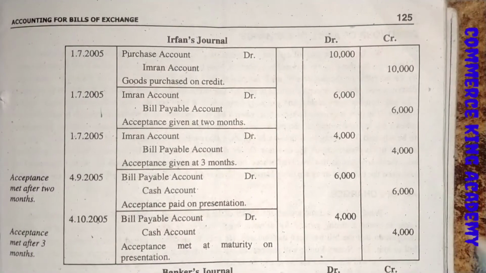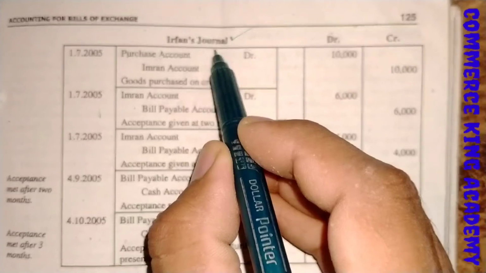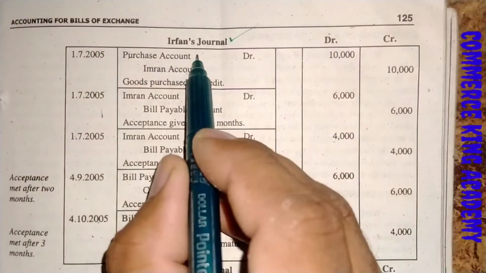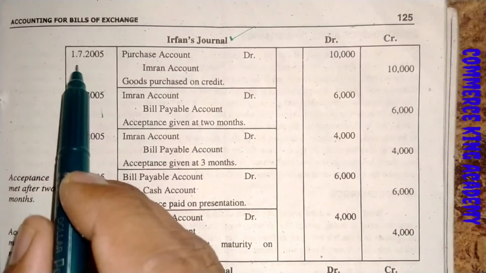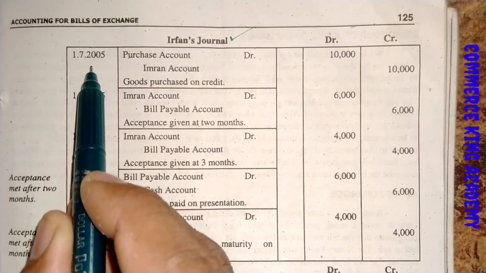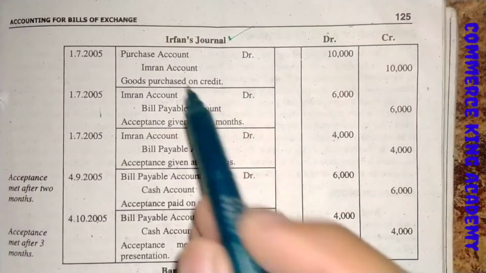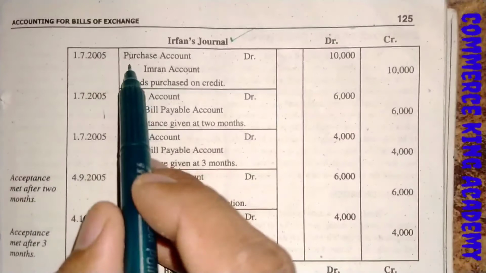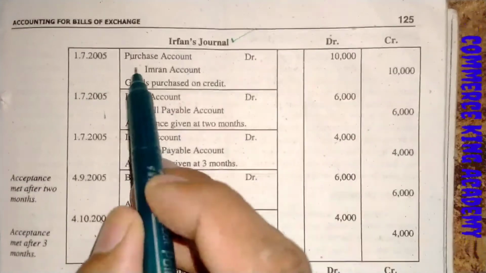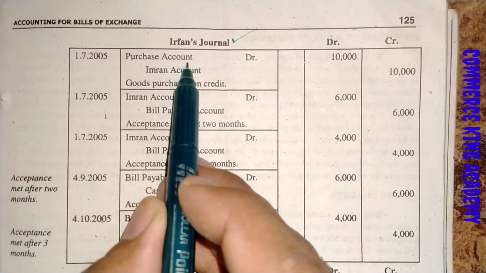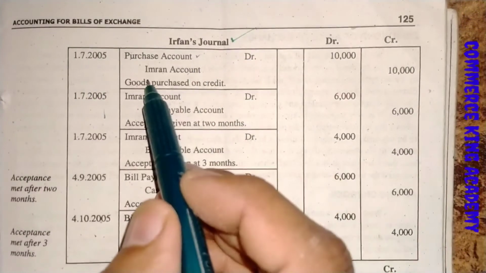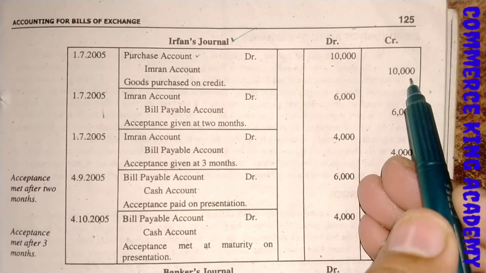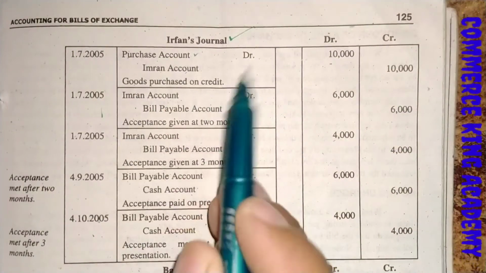So this is our second party, Irfan's journal. We will make in this the entries from Mr. Irfan's side. So let's start on date 1st July 2005. On the same date, the entries will be in the opposite direction from Mr. Imran's journal. In this way, Mr. Imran sold and Mr. Irfan purchased. So purchase account will debit to Mr. Imran account credit, with the same amounts 10,000 and 10,000, with details or description: goods purchased on credit basis.